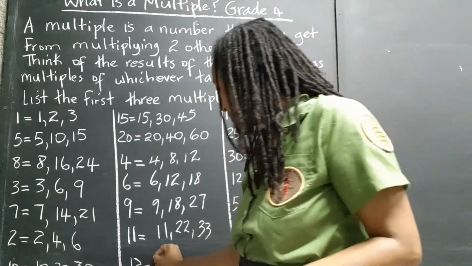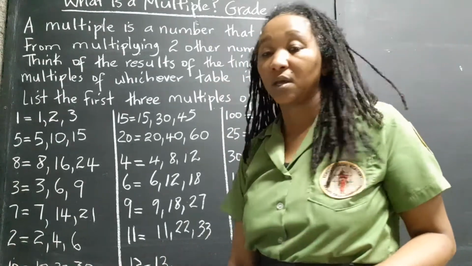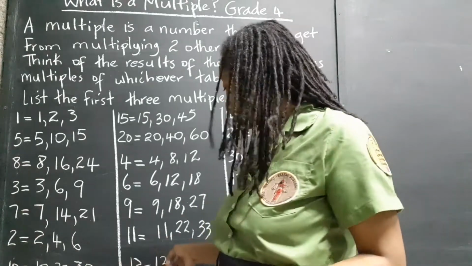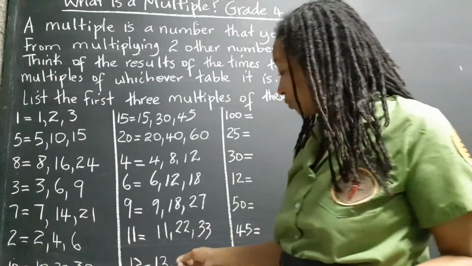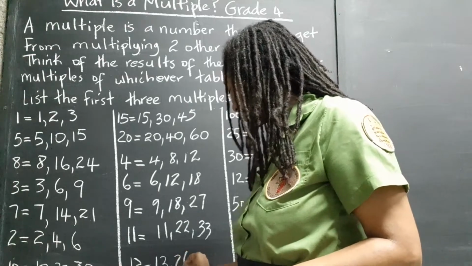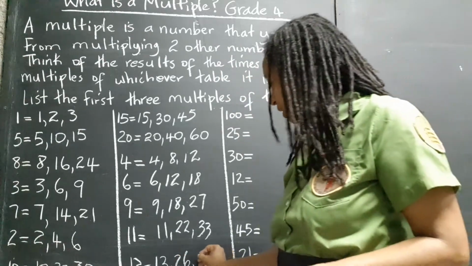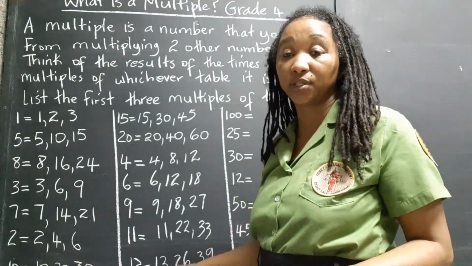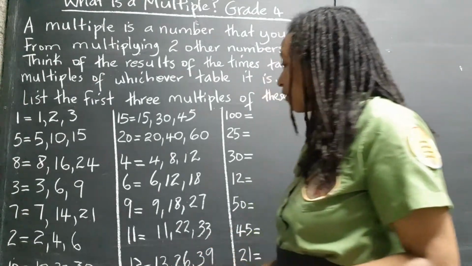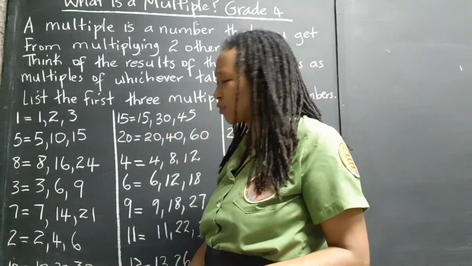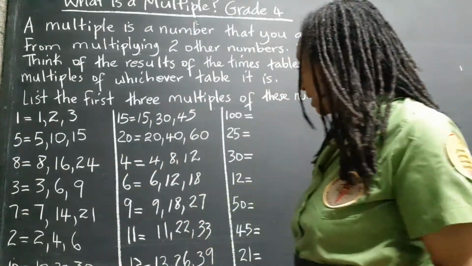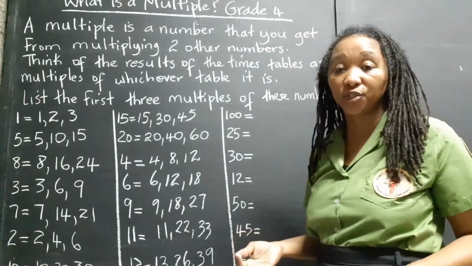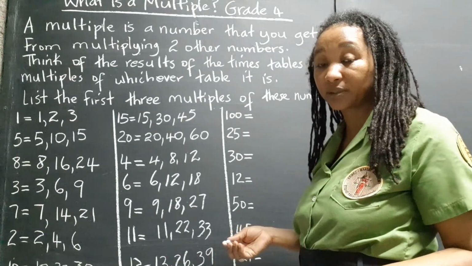Alright, so 13 times 1 is 13. If you don't know your 13 times table, just go to the side and multiply 13 times 2 and you will get what? 26. And 13 times 3 gives 39. So these are the first three multiples of 13. Alright, so we've gone through two batches of them already. Just like that. So now we're over here. 100. 100 times 1 is what? 100.